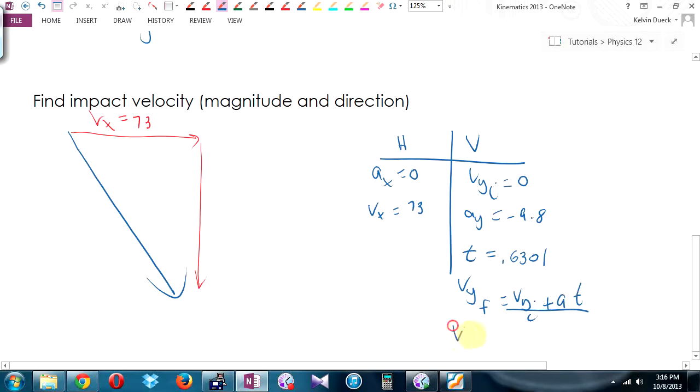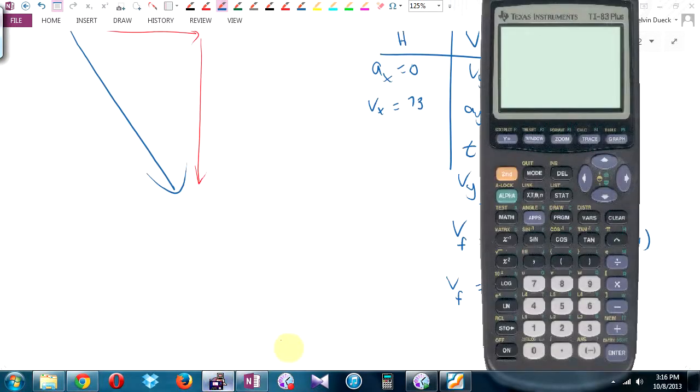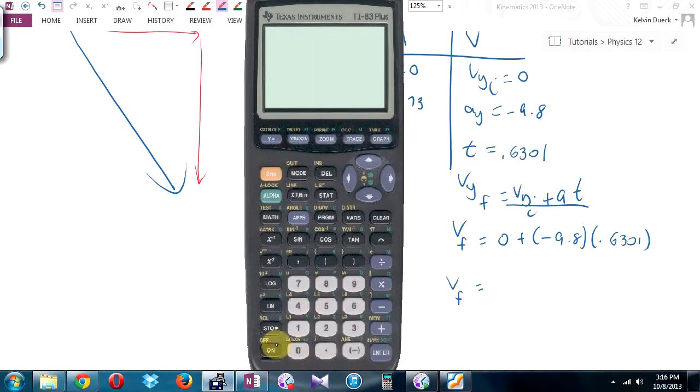I could say, you know what? V final is going to be 0 plus negative 9.8 times 0.6301. I guess I don't need to go 0 plus because that's not going to change anything. It's just going to be negative 9.8 times 0.6301. V final is negative 6.175.